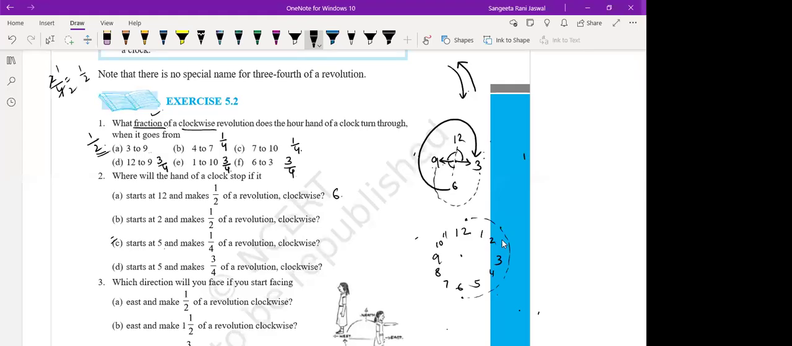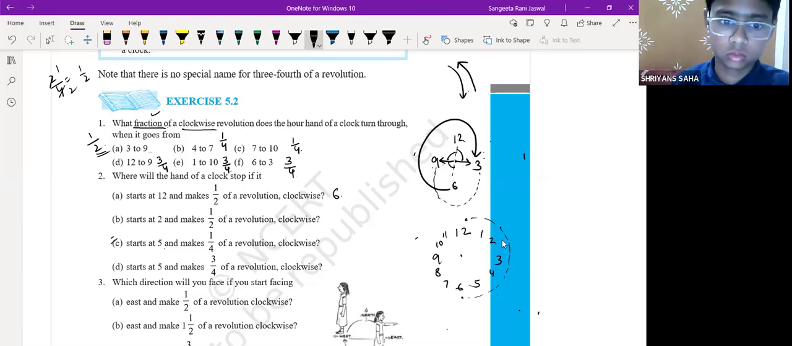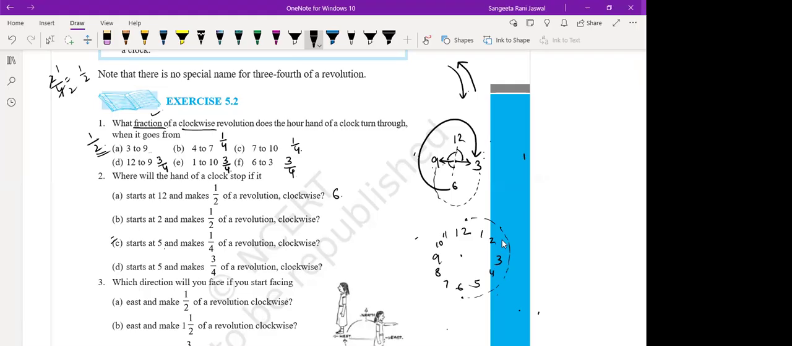Okay, next one: starts at 2 and makes half of a revolution in clockwise direction. Started from 2 and makes half of a revolution. So where will it stop? Half a revolution is how much? Ma'am, 8. Yes, it will stop at 8. Very good.